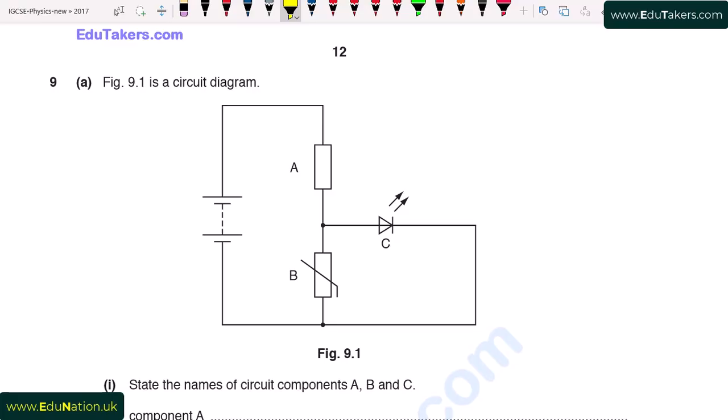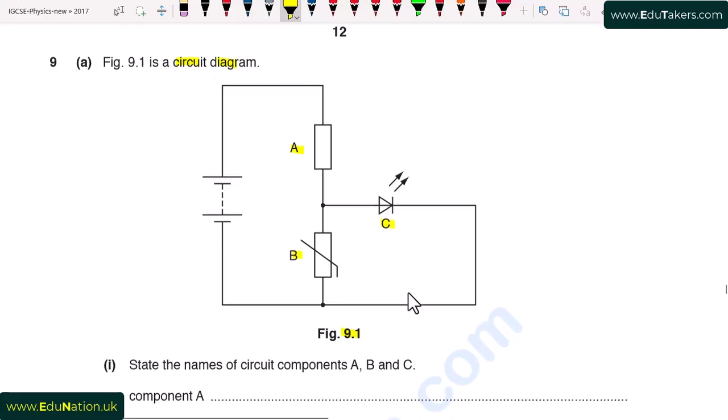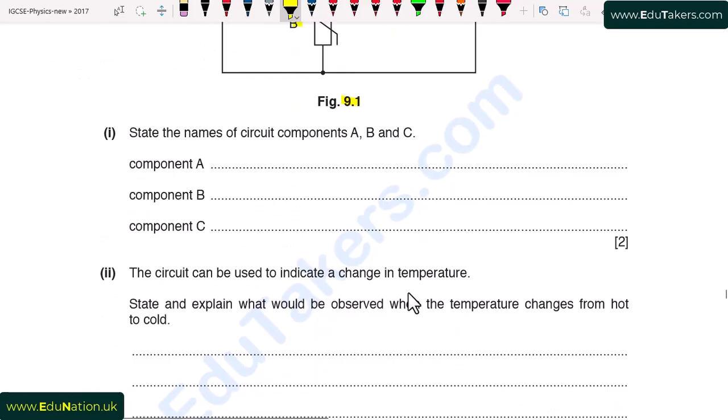Question number 9, part A. Figure 9.1 is a circuit diagram. So here is figure 9.1 and we can see that there are three components A, B and C. The symbols of these components are shown. Part 1. State the name of the circuit components A, B and C. We have to tell the names of the components A, B and C.